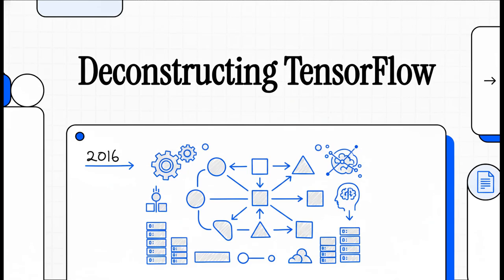Back in 2016, a single paper came out and basically dropped the blueprint for the next era of large-scale AI. It was called TensorFlow, a system for large-scale machine learning. And the architecture it introduced? It was so powerful, it quickly became the industry standard. So today, we're going to deconstruct how its designers tackled the monumental challenge of building one system that could handle both bleeding-edge research and planet-scale production.